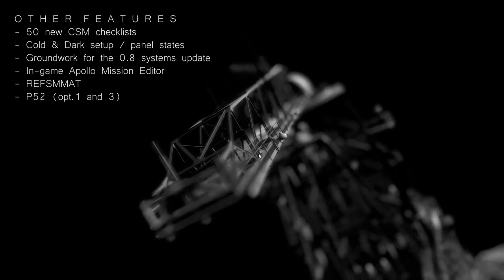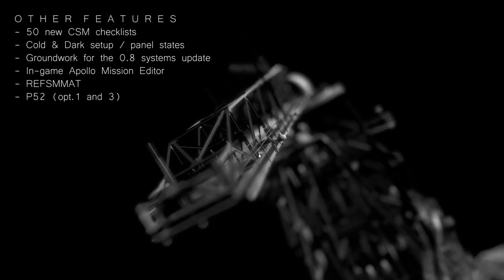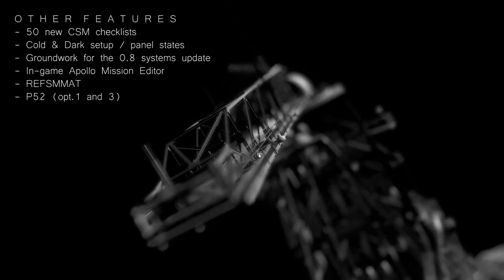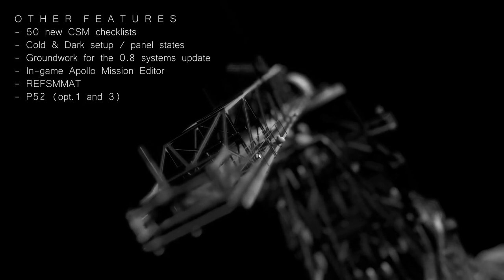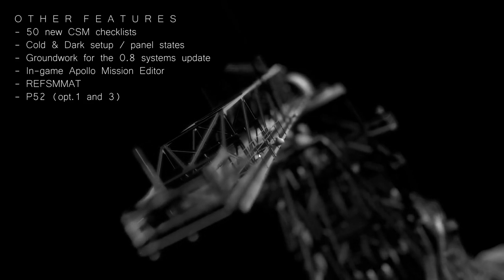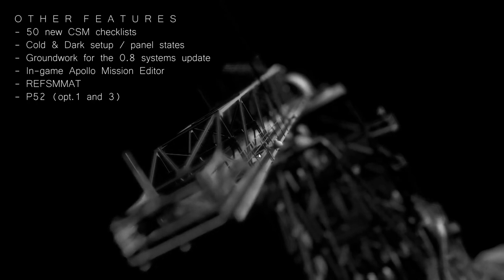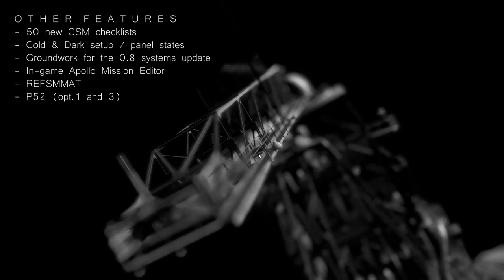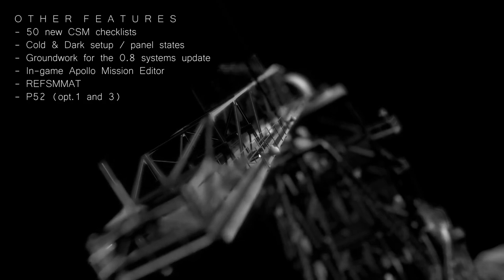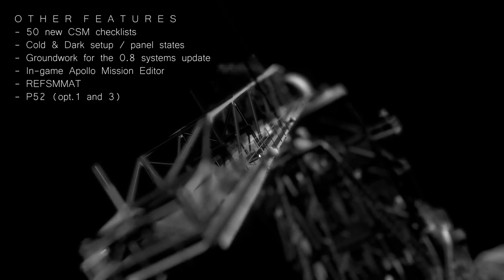Some other things. I've briefly touched upon a lot of these things already, but just to sum up, there's at least 50 new checklists applied to the Apollo program. We do have the Cold and Dark setup and the panel state system that I showed you earlier. One of the major things about 0.75 is the groundwork for 0.8. And 0.8 is the actual Apollo systems update.